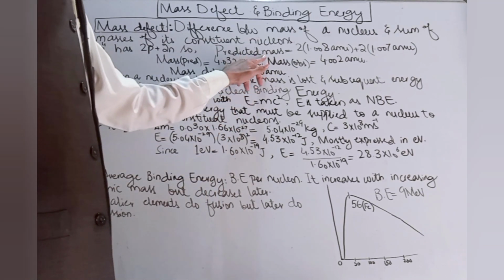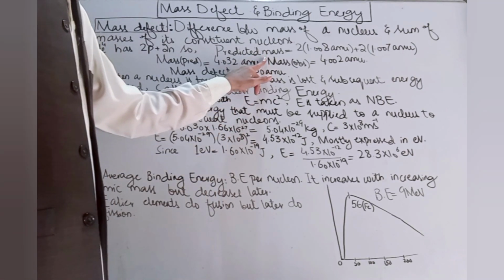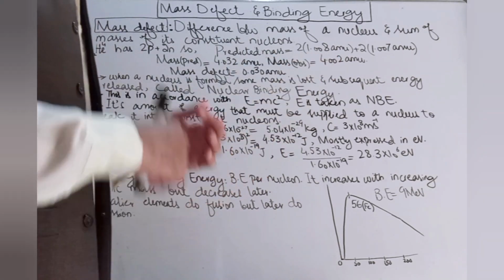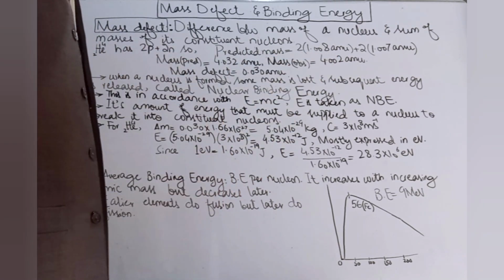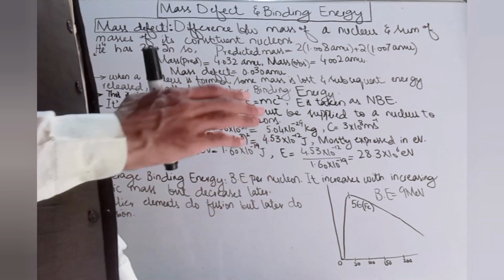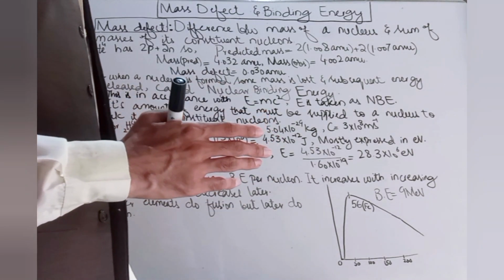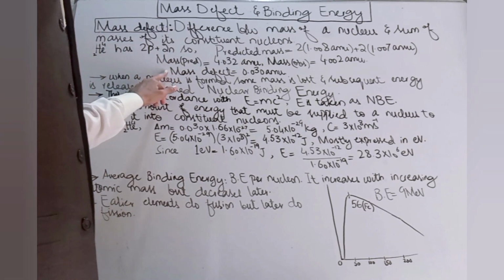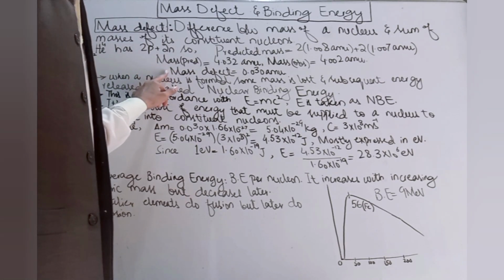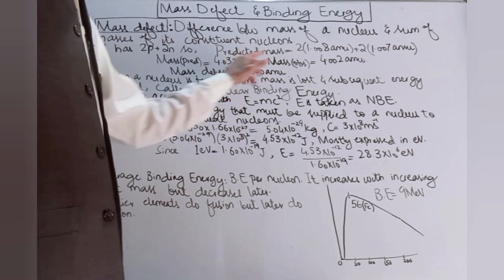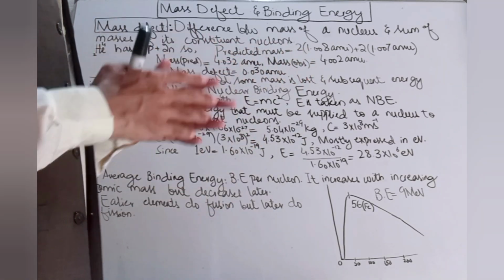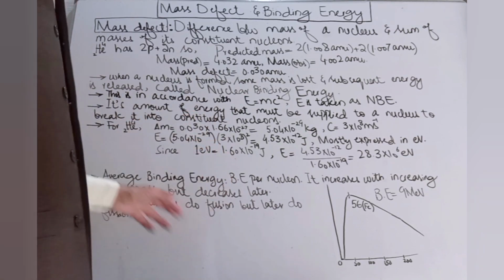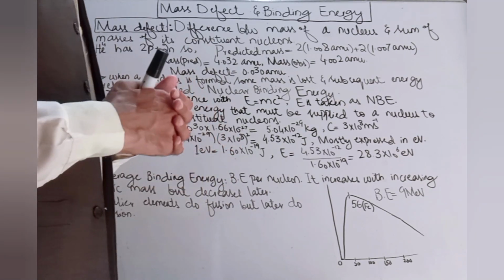But if we look at the observed or actual mass of the helium-2 nuclei, that is equal to 4.002 AMU. So you can see that there is a difference between the two values for the helium-2 nuclei. So the mass defect is equal to 0.03 AMU. This is basically the difference between the observed mass and the calculated or predicted mass of the nuclei. So where does this mass go?